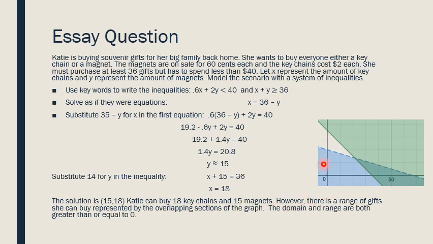Now, if we wanted to solve this by graphing, we would have put our 0.6x plus 2y is less than 40 in as one of these lines. The blue area would be shaded below, and the other one would be shaded above where x plus y equals 36. So the solution (15, 18) does make sense because it says that she can buy 18 keychains and 15 magnets. However, there is a range of gifts that she can buy represented by the overlapping section of the graphs. The domain and range are both greater than or equal to 0.